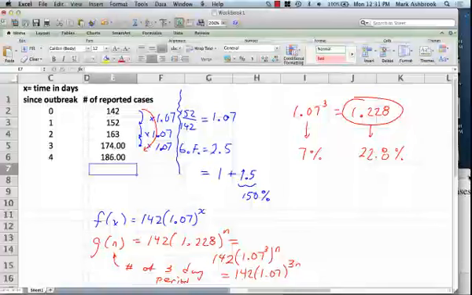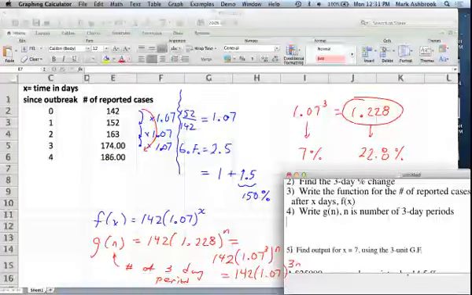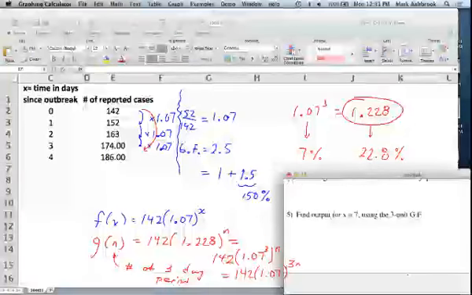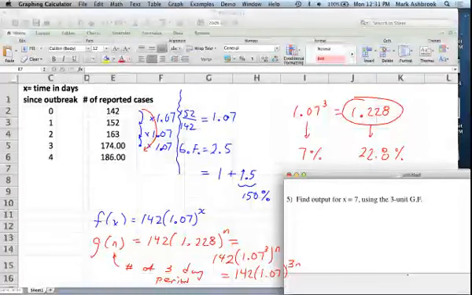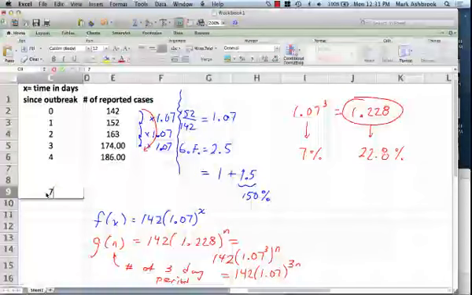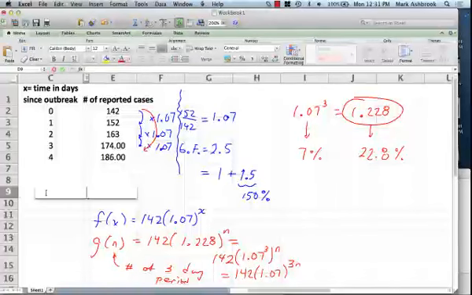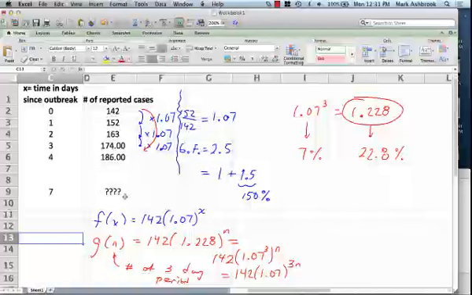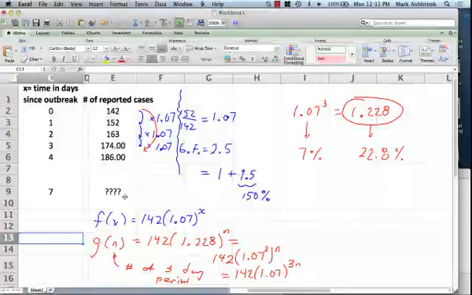How can you use the 3-day growth factor to find the output for x equals 7? Okay? So notice x equals 7 isn't nicely divisible by 3, but how can you use that 3-day growth factor to find, down here, what it would be 7 days after the outbreak? So that's our question right there. Think about it. Talk about it. See if you can do it.